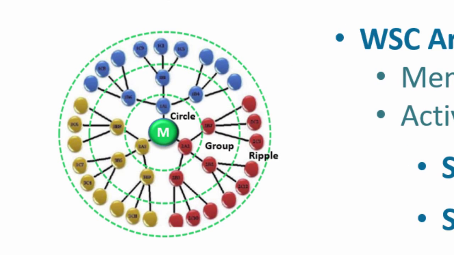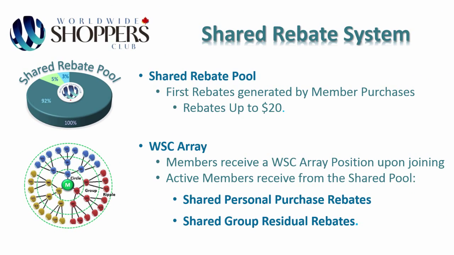Every member receives an array position when they join. So that big M there in the middle, that would be a new member that joined, and that's their array. And what will happen is that will start to fill up as they invite new members, and then their members invite members. And it's set up in a very specific format, as you can see here by the color coding and the fact that it goes from a circle to a group and then continues to ripple out into ever-expanding numbers.